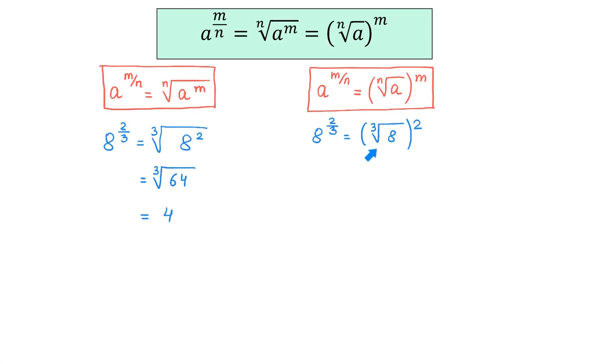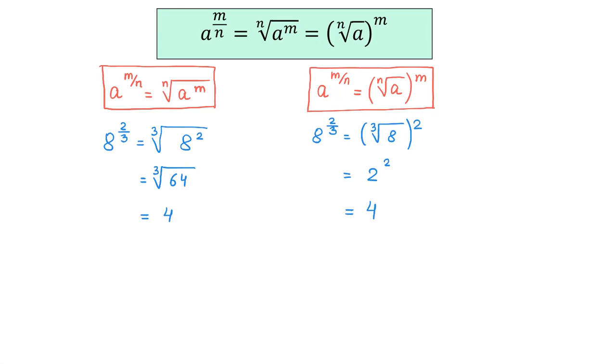Now, once we have parentheses, we will evaluate the expression inside the parentheses first. Cube root of 8 is 2, because 2 to the power of 3 makes 8. And now we still have the exponent 2. Then 2 to the power of 2 will make 4. As you see, in both cases, we got the same answer. So, having this exponent 2 inside the radical or outside of the radical will give us the same answer.